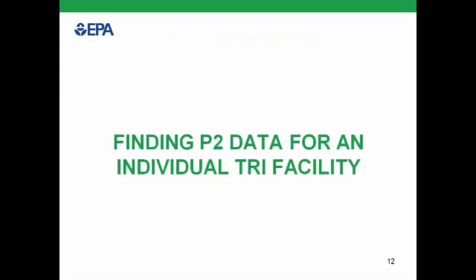So this next section, I'm going to talk about one thing that you can now do through TRI tools, which is to find P2 data for individual TRI facilities. In the PDF that I shared with Laura, and I don't know if Laura, you shared this with the group yet, but in that I used some screenshots from the tool to illustrate how to do this, so you'll have that later for reference. For now, I'll do sort of a live demo.